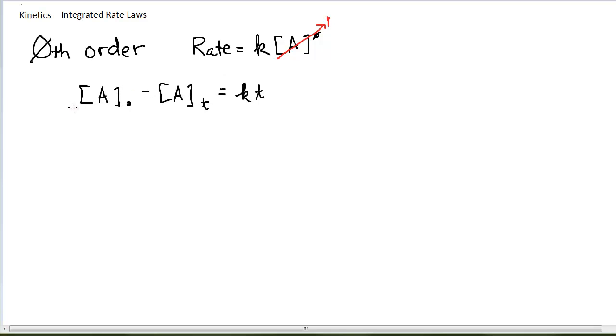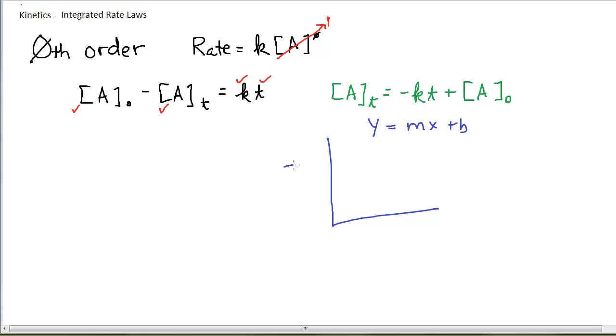As with the other integrated expressions, you have four variables. And typically you use this equation when you know that it's zeroth order and you're given three of the variables and you're trying to find the fourth. With a little bit of algebra, we can rearrange this, which is the equation for a straight line, y equals mx plus b. And in this case, we have concentration on the y-axis, time on the x-axis. This gives us a negatively sloping line with a slope of negative k, and the y-intercept is my initial concentration.